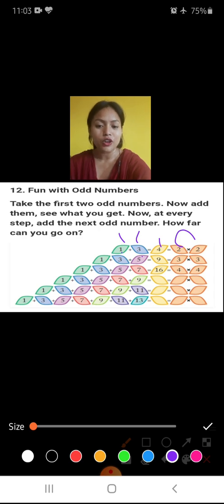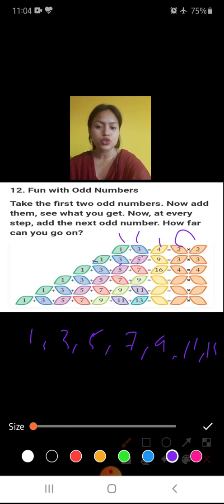Now again, odd numbers: 1 plus 3 plus 5, three odd numbers. 1, 3, 5, 7, 9, 11, 13, we have done. So 1 plus 3 is 4, and 2 into 2 is 4. Now 1 plus 3 plus 5 means 3 we are taking. 1 plus 3 plus 5 is 9, and 3 multiplied by 3 is 9. It is the square of 3.